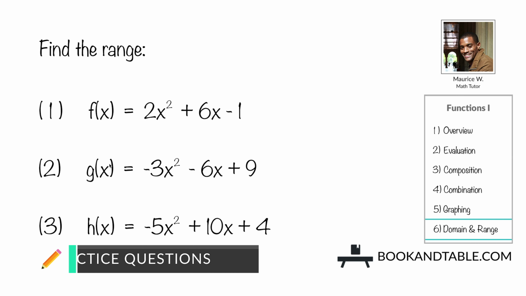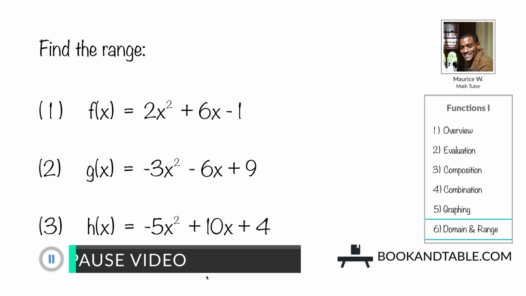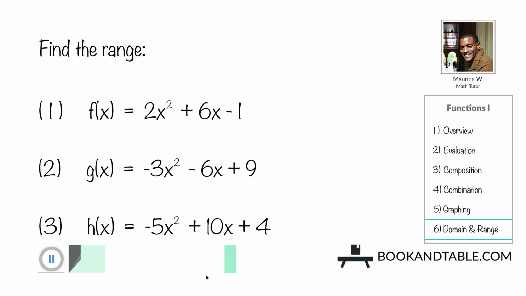Let's now have you try a few practice questions. Question number 1. Find the range of f of x, which is equal to 2x squared plus 6x minus 1. Question number 2. Find the range of g of x, which is equal to negative 3x squared minus 6x plus 9. In question number 3, find the range of h of x, which is equal to negative 5x squared plus 10x plus 4. Pause the video, answer these questions, and then press play when you are ready to begin.